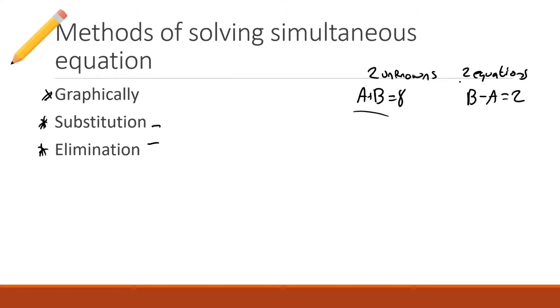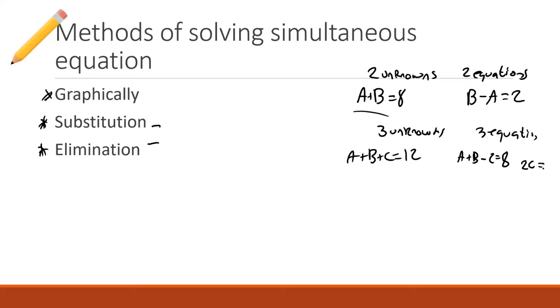Okay, just because I thought this might be interesting. If you have three unknowns, a plus b plus c equals 12, you need three equations. You can't just have a plus b minus c equals 8. You need more than one. You could have something like 2c equals a. You don't need to have the b and everything, but you need to have three separate equations. If you had four variables, you would need four equations. It's a bit interesting.